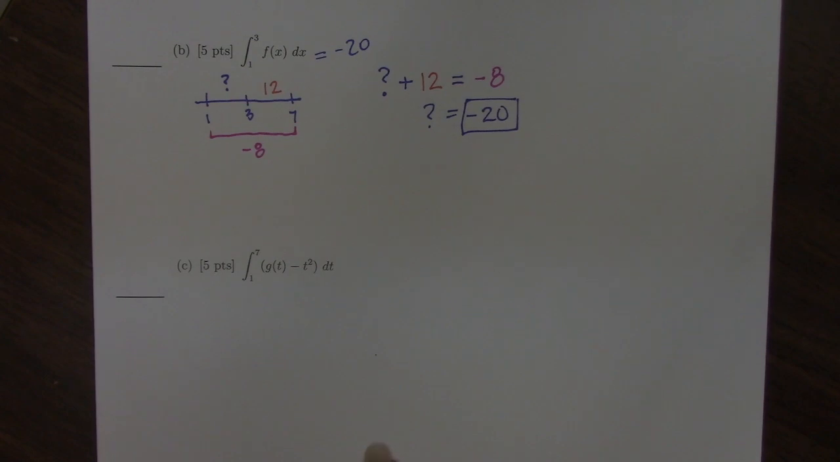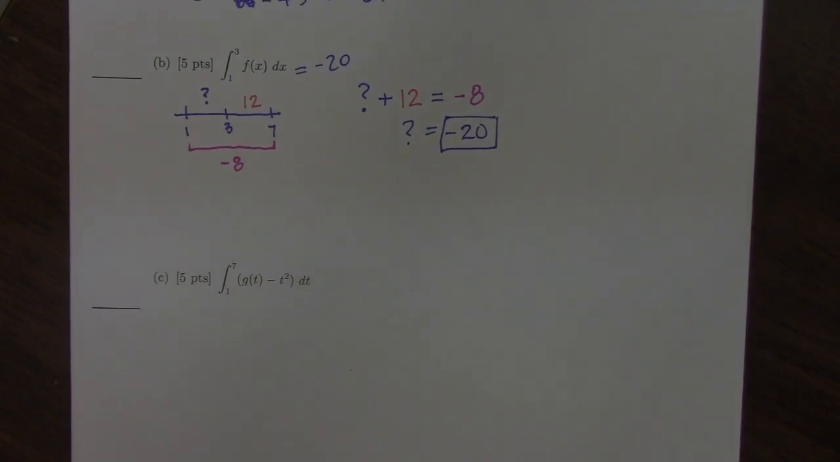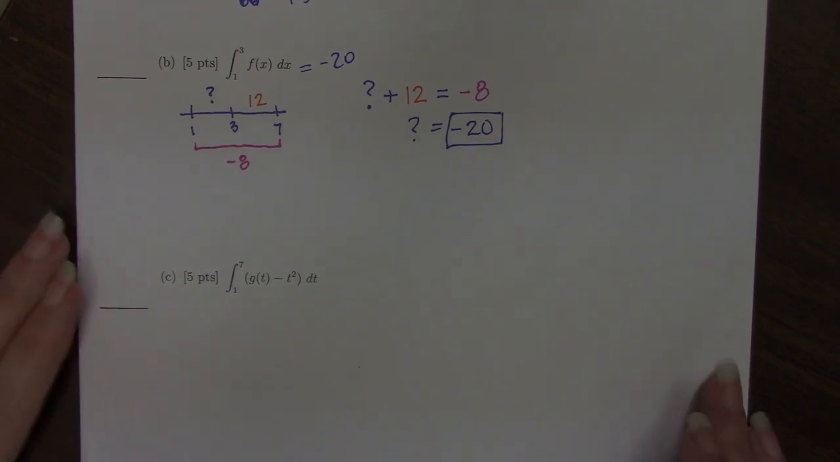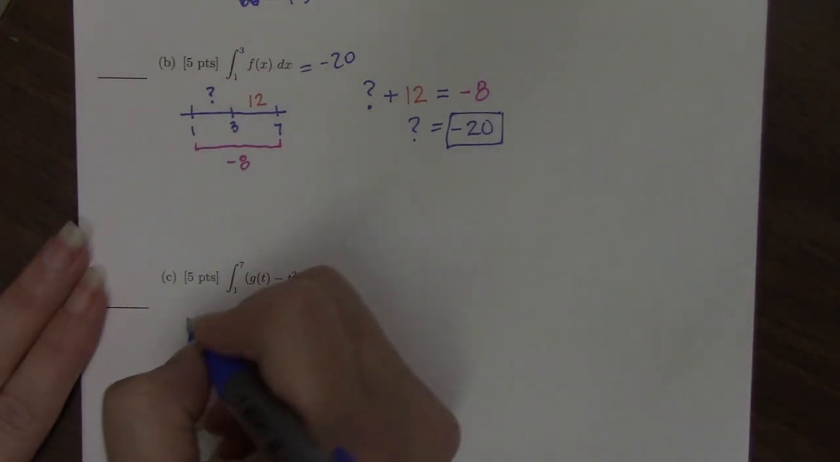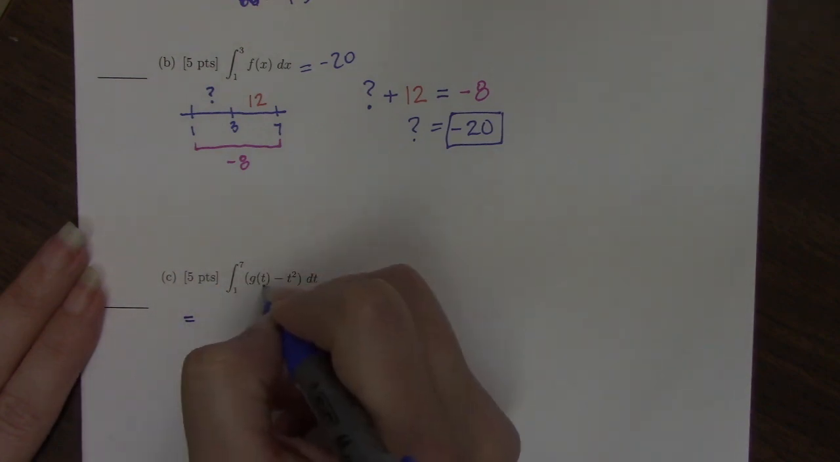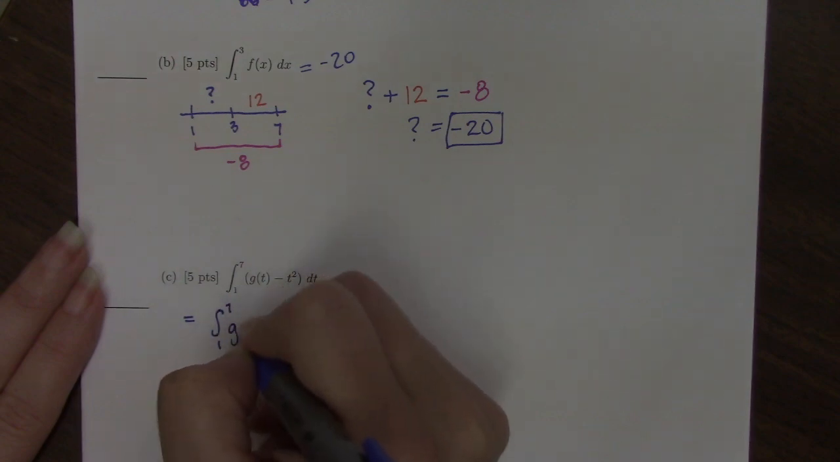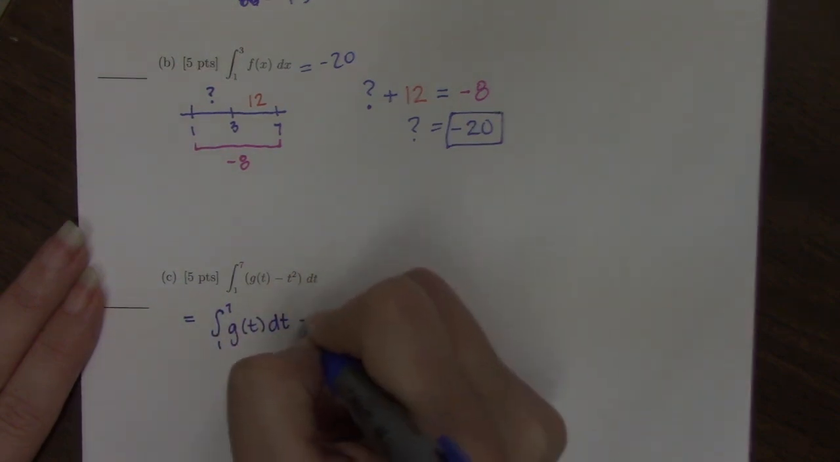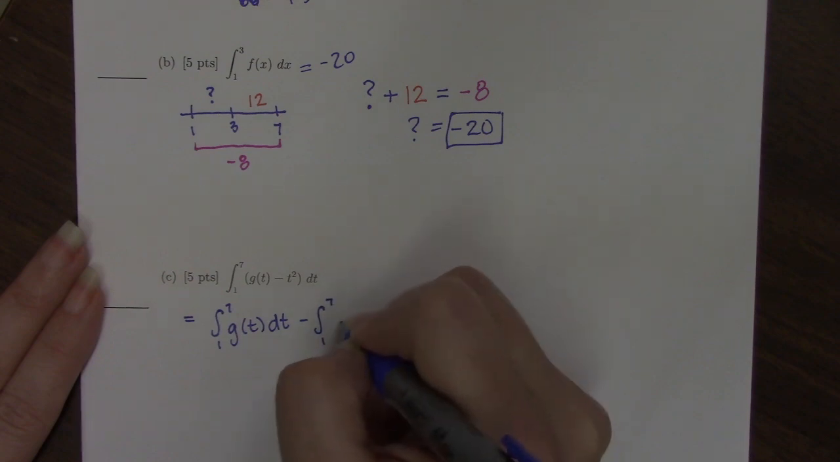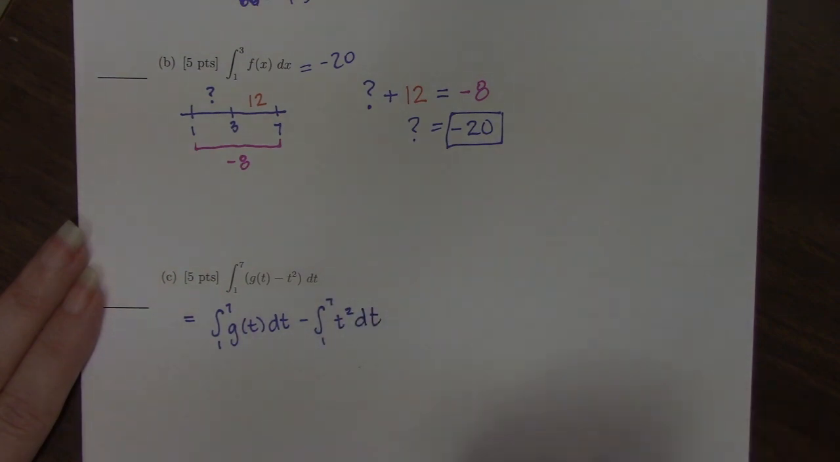The last one kind of throws people for a loop sometimes because we throw some extra variables in there. This is actually a really straightforward problem when you see how to do it. So we've got the integral from 1 to 7 of g of t, which we know how to do, but then we added on an extra expression of minus t squared. So this is where what I did in part A I think is quite helpful. So first I'm going to rewrite the problem and I'm going to separate the stuff I know from the stuff I don't. So this is the integral from 1 to 7 of g of t dt minus the integral from 1 to 7 of t squared dt.